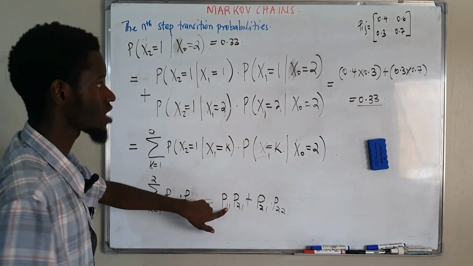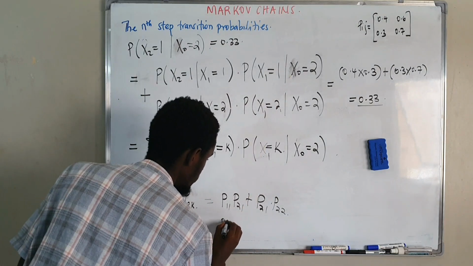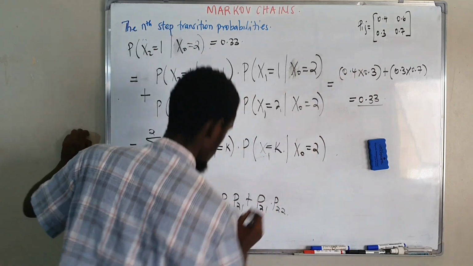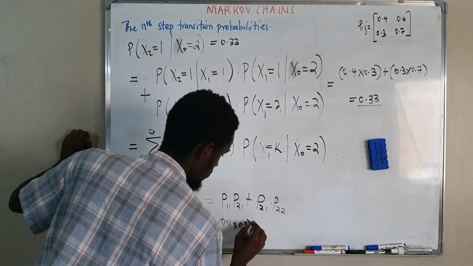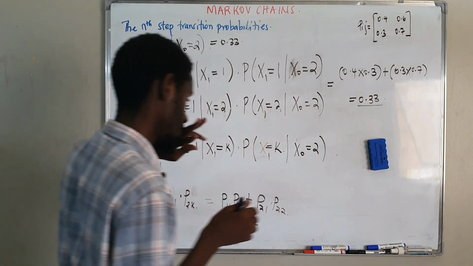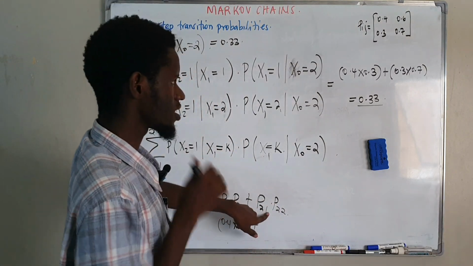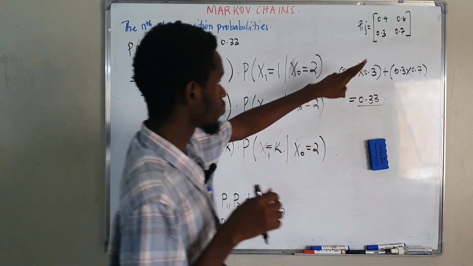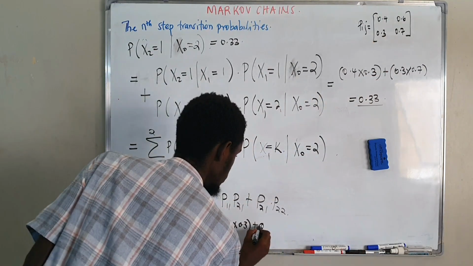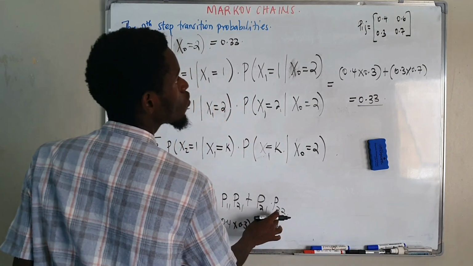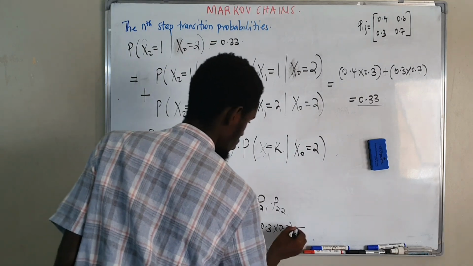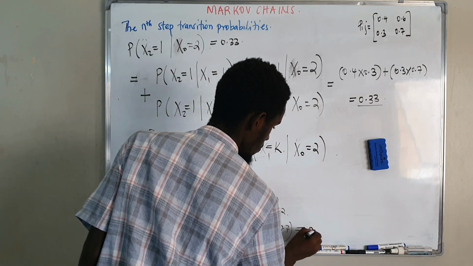Then p11 is 0.4 times p21, which is 0.3, and then plus p21, which is going to be 0.3, times p22, which is 0.7. I still have the same answer, 0.33.